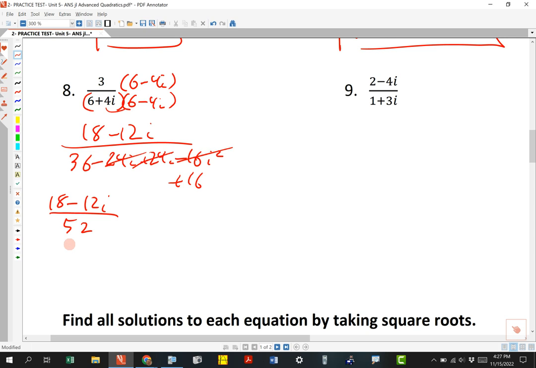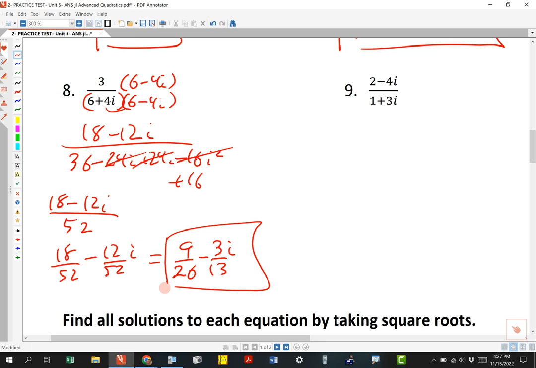And then if you can simplify this, we probably ought to break this up a little bit because we notice that they're all even numbers. So I'm going to do 18 over 52 minus 12i over 52. And then let's see, 2 goes in there. So this would be a 9 over 26, but 4 goes into both of these. So this is going to be negative 3, and let's see, 4 goes in there 13 times. So this right here would be the simplified answer.